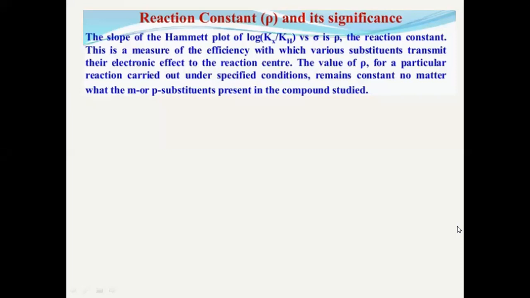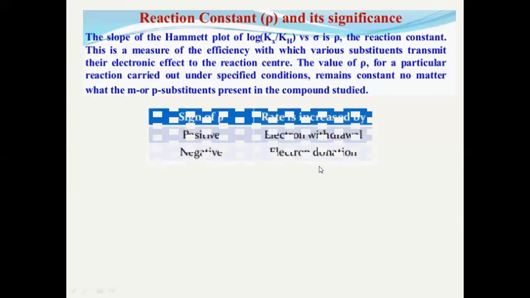Similarly, the value of rho or reaction constant, for a given particular reaction, remains constant irrespective of the positions of the substituents. Suppose you take para nitro group or meta nitro. In both the cases, the rho value, that is the reaction constant, remains the same.